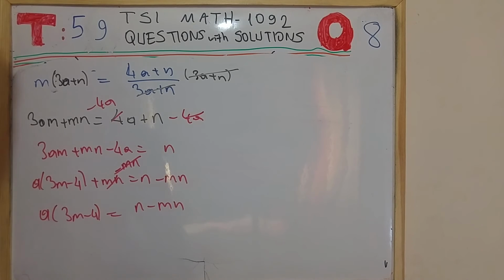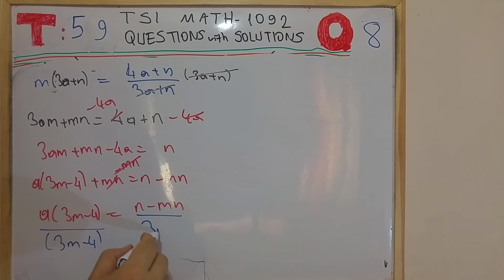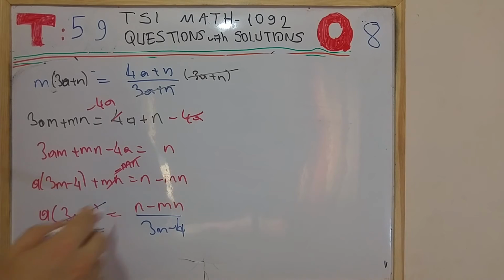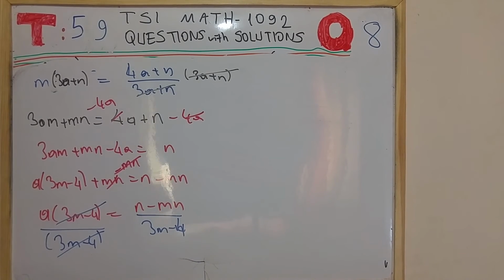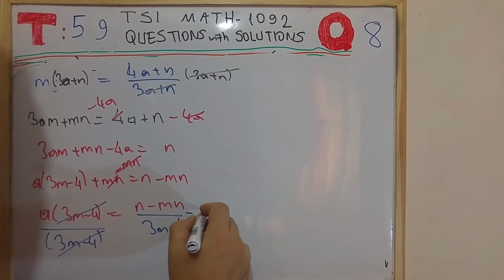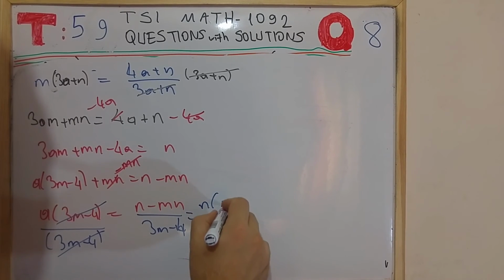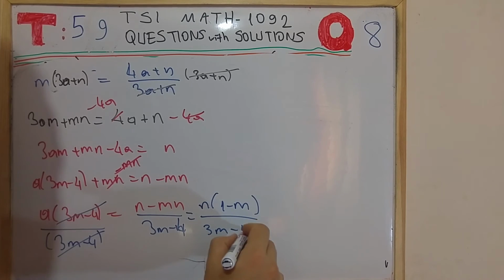And when I divide each side by 3m minus 4, a will be left alone, which is equal to n minus mn over 3m minus 4. Or if you want, you can take it into the parenthesis of n. What I have here will be 1 minus m over 3m minus 4.